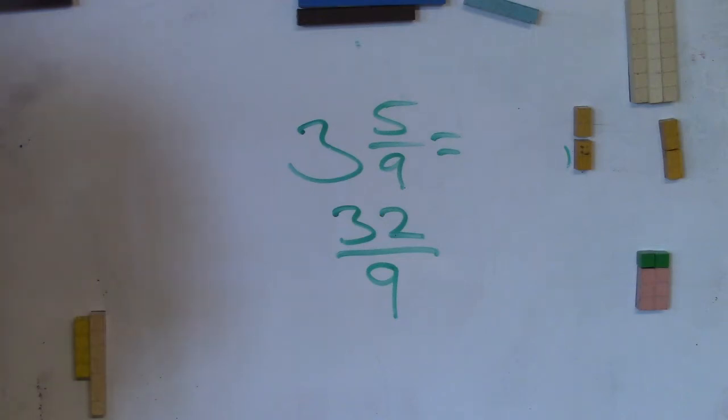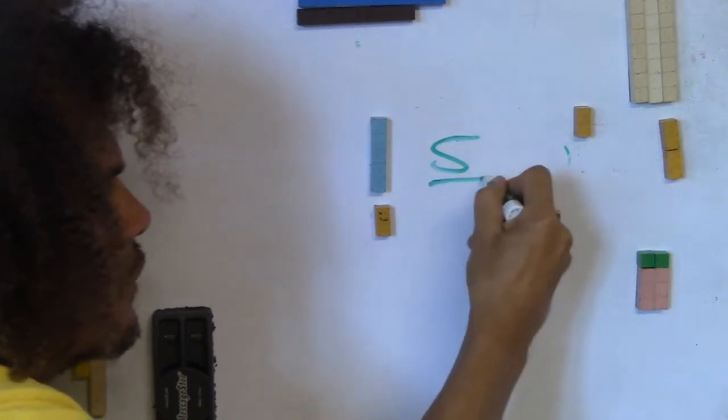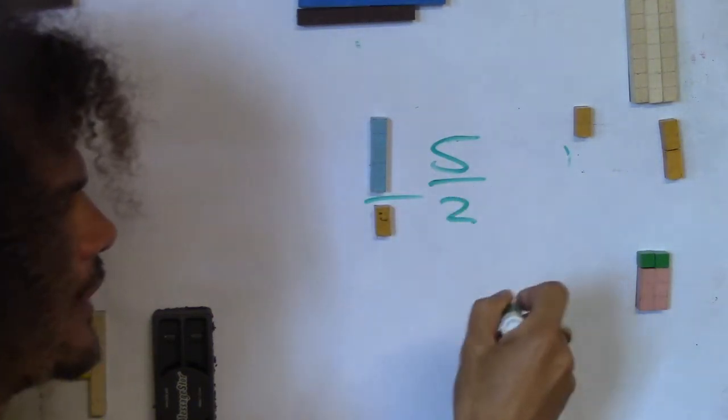Alright, let's talk about this. See, because this is what happens when you just remember rules. This is exactly what happens when you only remember rules instead of knowing what you're doing. Alright, look. What if I have 5 over 2? We'll start small. 5 over 2. That's exactly what I have here.